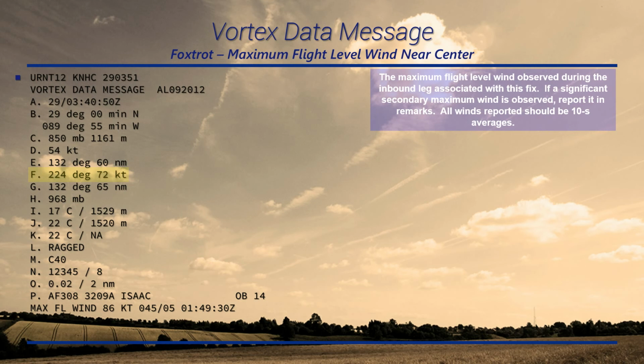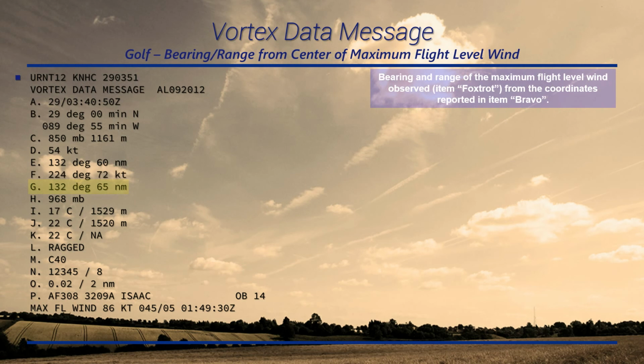There is usually a factor that you have to reduce the winds by to get surface winds. Next up is Golf. This is the bearing and range from the center of maximum flight level winds. Again, what we're doing here is comparing Foxtrot, that peak flight level wind, to Bravo, the center. So in this particular case, that maximum flight level wind was located at 132 degrees, or about southeast, 65 nautical miles from the center.